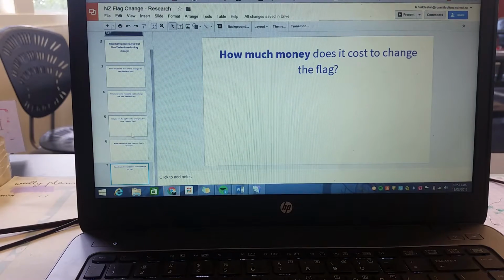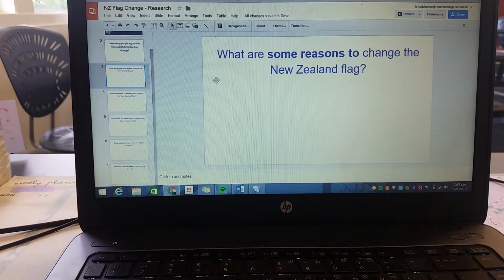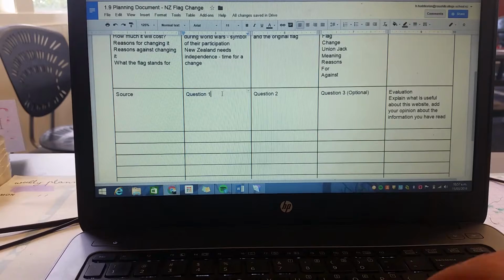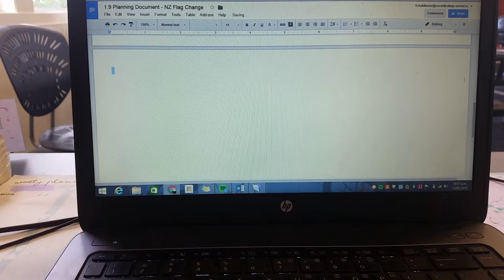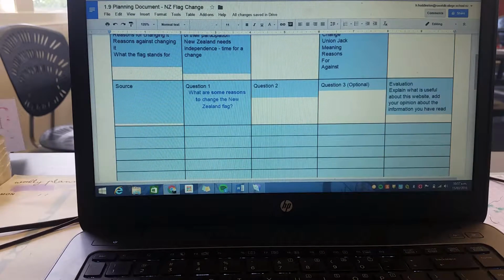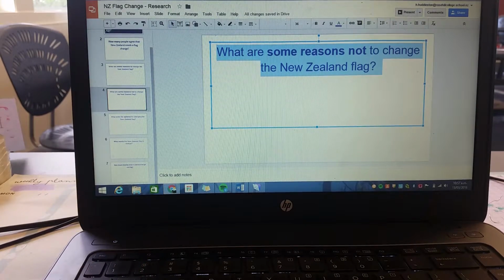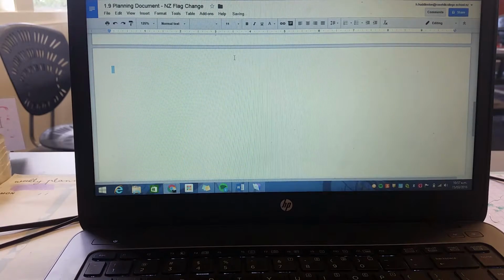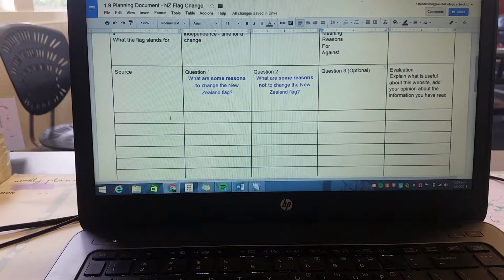So the questions that I am going to choose are, what are some reasons to change the flag, and what are some reasons not to change the flag? So I will copy these, paste them into question 1. And some reasons not to change the flag. Once you have got your questions, that is when you start finding your sources.